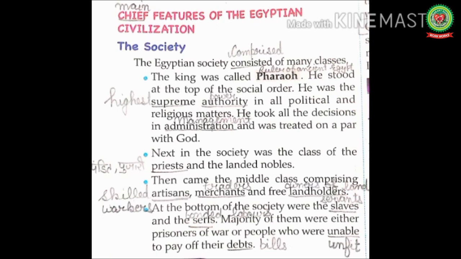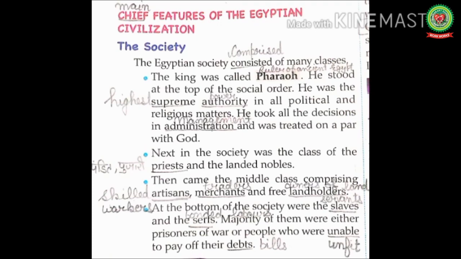Now students, next we will discuss the middle class. Then came the middle class comprising artisans, merchants and free landholders. Students, mark the word artisans. Artisans means skilled workers. Next, merchants. Merchants means traders. And landholders means owners of land. Now next we will discuss the lower class.